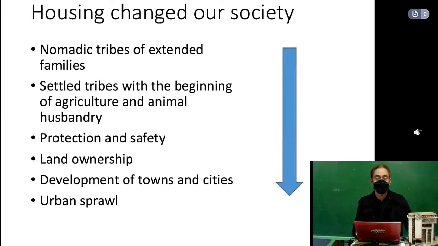Housing changed our society. Nomadic tribes of extended families, settled tribes with the beginning of agriculture and animal husbandry, protection and safety, land ownership, development of towns and cities, and urban sprawl.